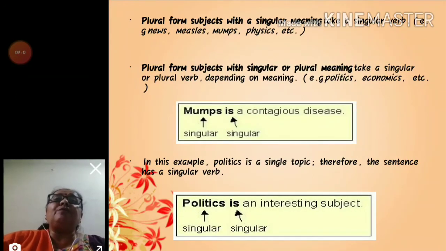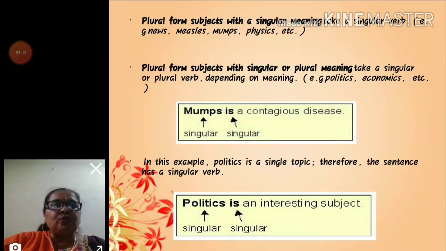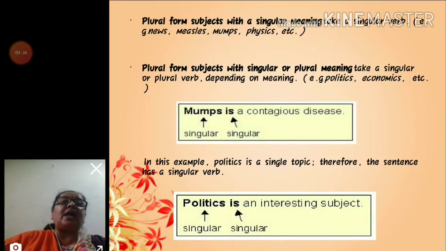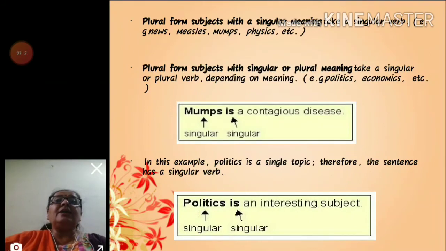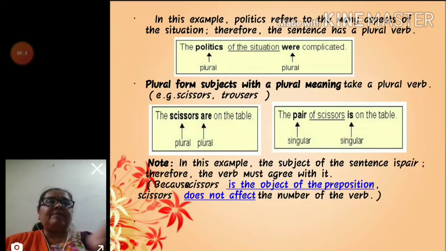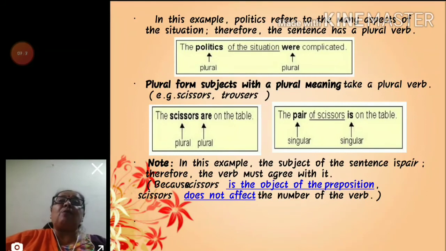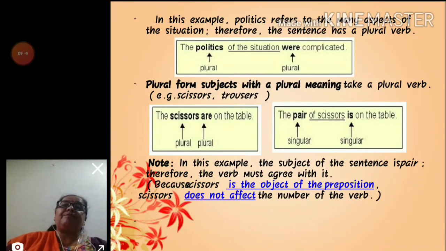Now plural forms of subjects will also have singular meanings like news, measles, mumps, physics. They are all taken as singular, and that is why you can see the example, mumps is a contagious disease. But in the case of politics, when you are taking it as singular, you will say politics is an interesting subject. But when it is taken in a plural form, then it will become the politics of the situation were completed. Here you are taking it as a plural form.